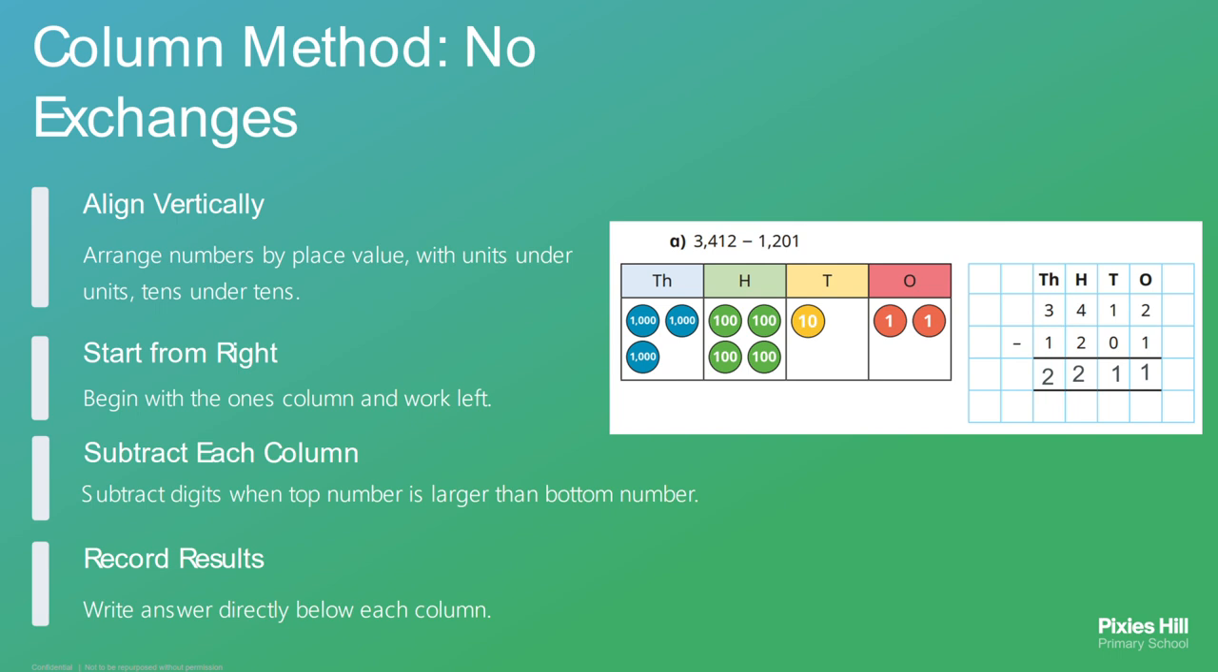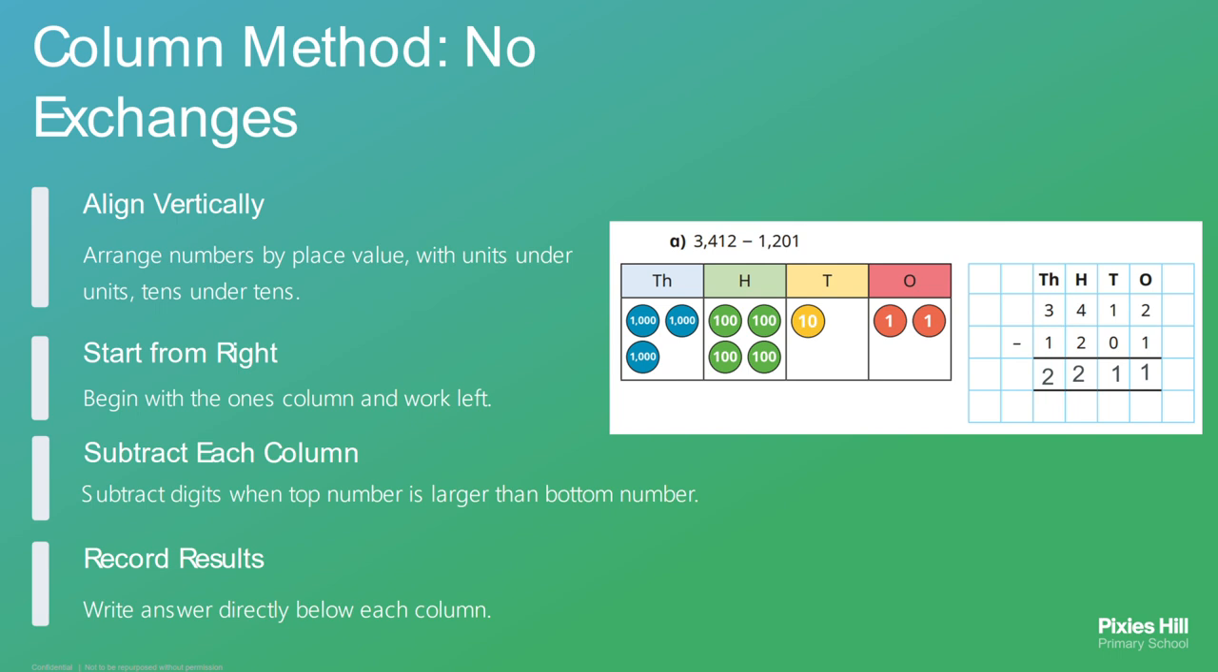Once the children have mastered these skills, we move on to column method without exchanges. To subtract without exchanges using the formal written column method, align the numbers by their place value, ensuring that each digit is in the correct column. Start from the rightmost column and subtract each digit. When aligning the numbers in their columns, it's crucial to make sure that the larger value is on top. You can't take away 2 from 1.